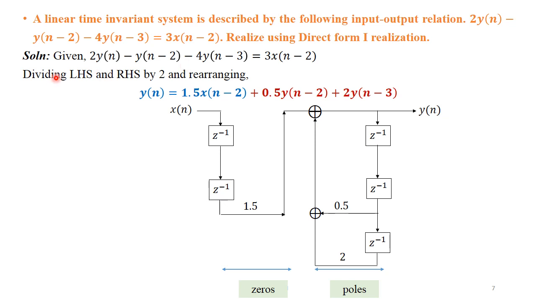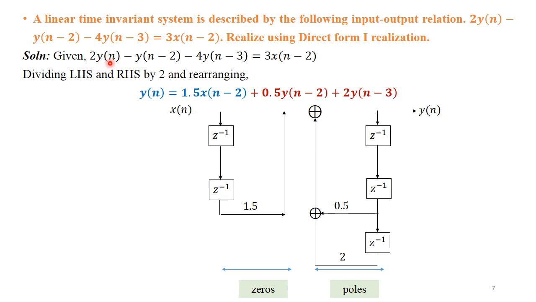On the left hand side, what do we require? We require y of n on the left hand side. All other terms we need to move to the right hand side. In this case, the coefficient of y of n is equal to 2. As we discussed previously, the coefficient of y of n must be equal to 1.